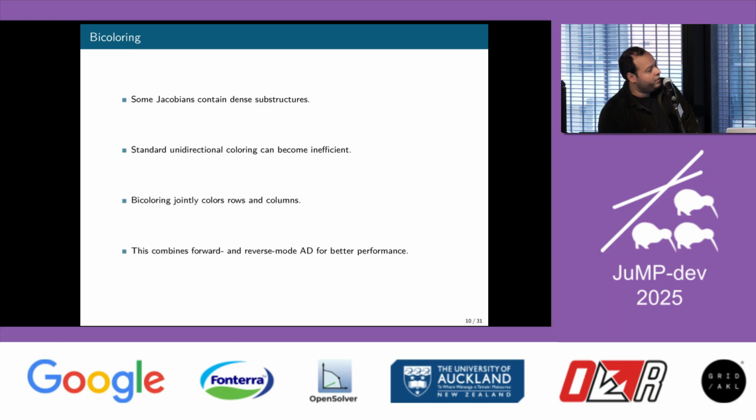And the idea of bicoloring is how we can combine both colorings and at the same time both AD modes, forward and reverse, to try to compute the whole sparse Jacobian with fewer AD computations.